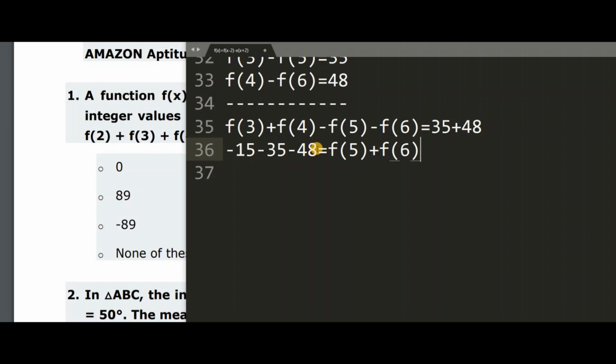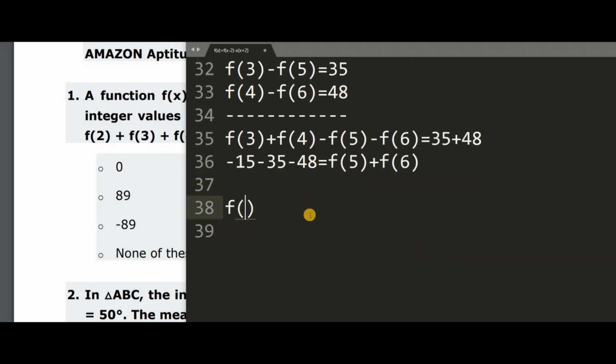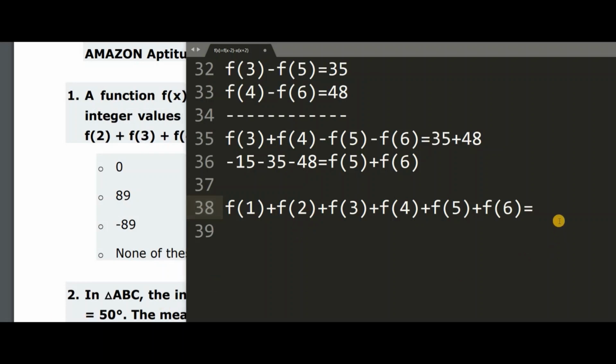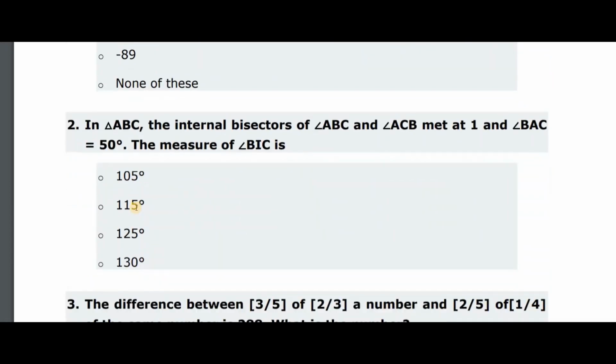So now we have got all the values, f(1) + f(2), f(3) + f(4), and f(5) + f(6). So we can easily add them. If we add these values, we will get the final answer. After adding we will get -89 as the answer. So the option is the third option, -89. So let's see the second question.